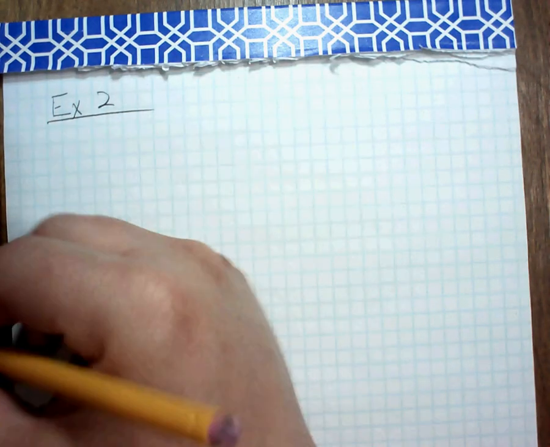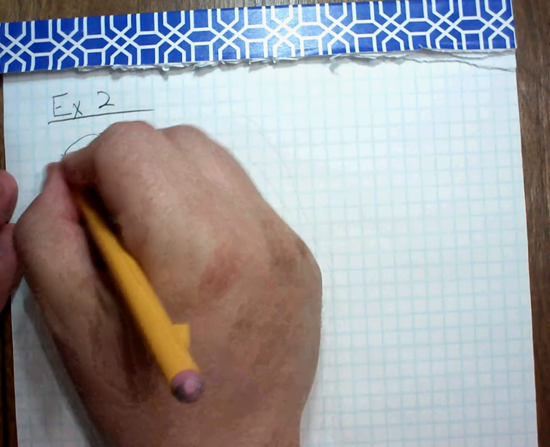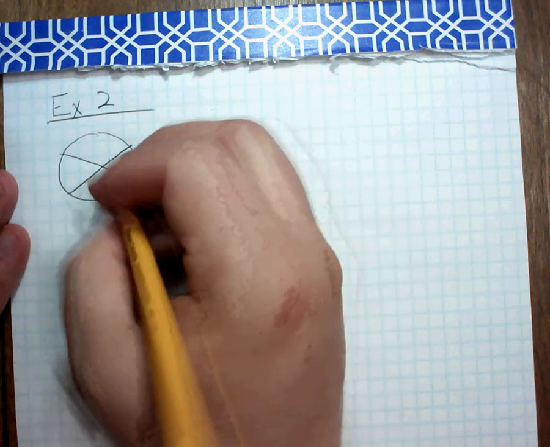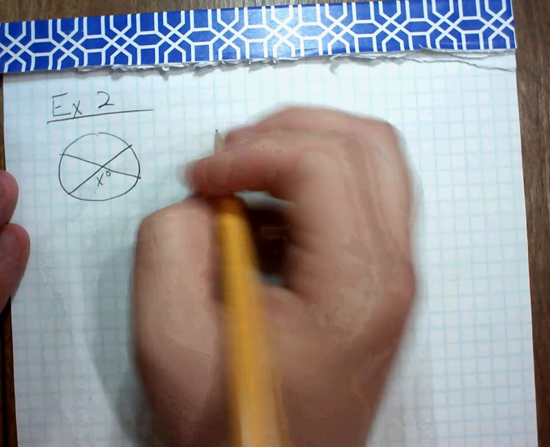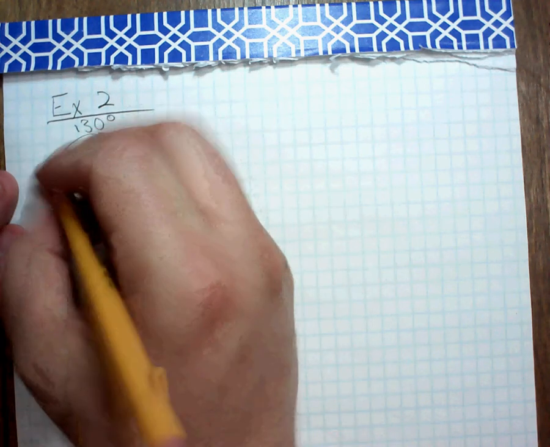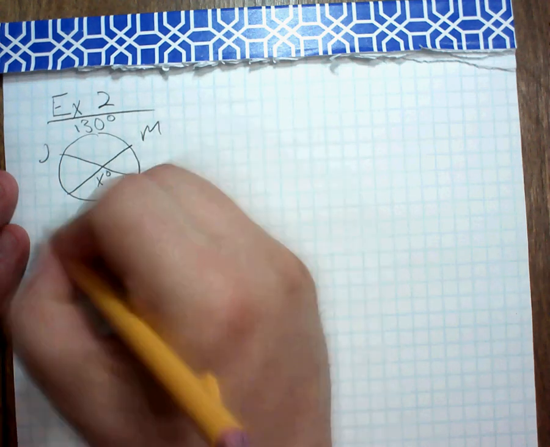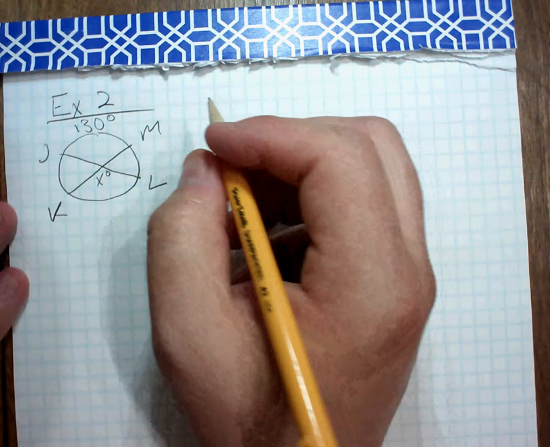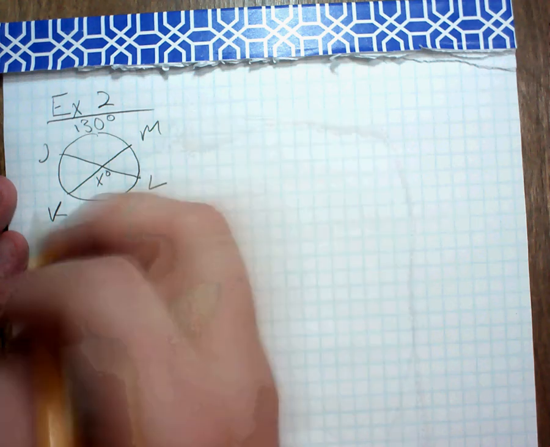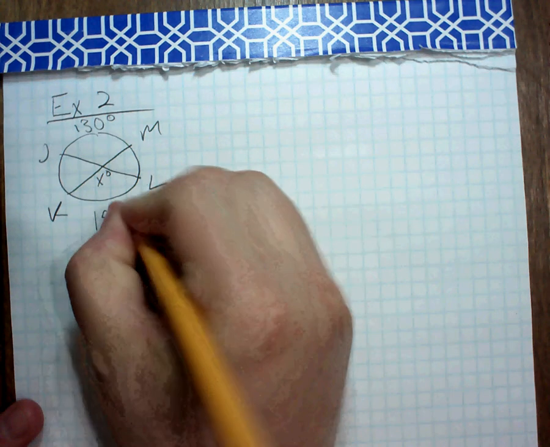And it's 2 parts. The first part is I have 2 chords that intersect. We'll call this x degrees. We don't know what the measure of that angle is, and this is 130 degrees. And we'll call this J, L, M, K. Now, the way that we do this is, oh, I forgot to write this. This is 156.